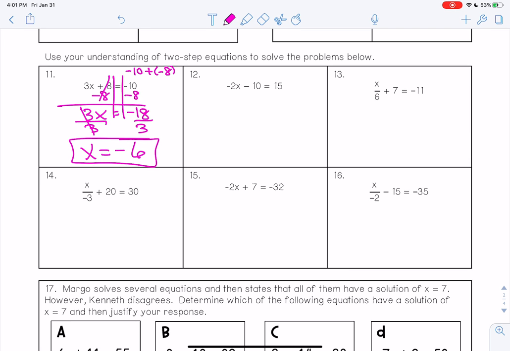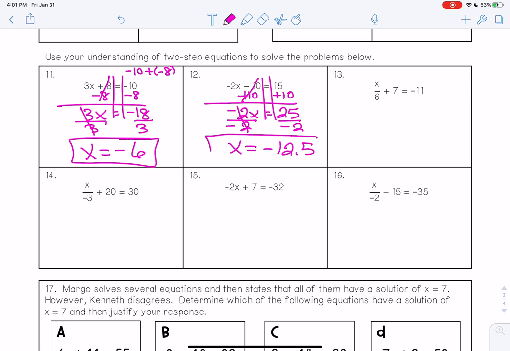For number 12, draw the river. We're gonna add 10 to both sides. And we get negative 2x equals 25. Divide both sides by negative 2, and we get x equals a negative 12.5. For 13, we draw the river.